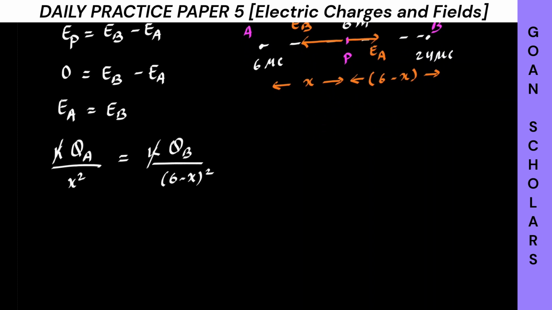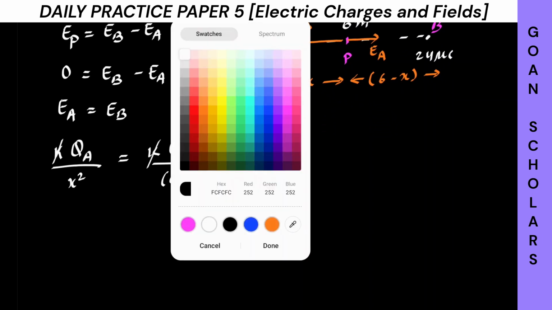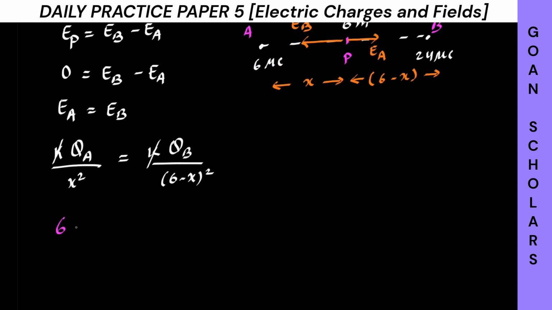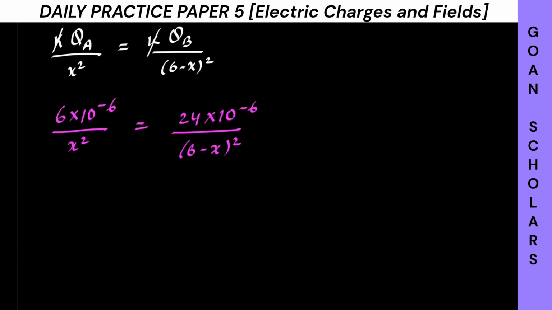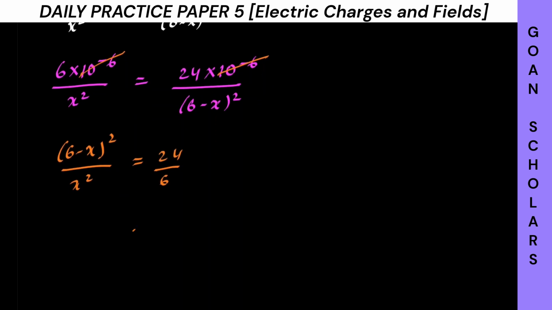Correct? Now let's cancel K with K and put the values of the charges. The value of charge QA is 6 into 10 to the power minus 6 upon x square. And here it is 24 into 10 to the power minus 6, because it's a microcoulomb, upon (6 minus x) whole square. Let's cancel both and cross multiply. So this will be (6 minus x) whole square upon x square equals 24 upon 6. 24 upon 6 is 4.